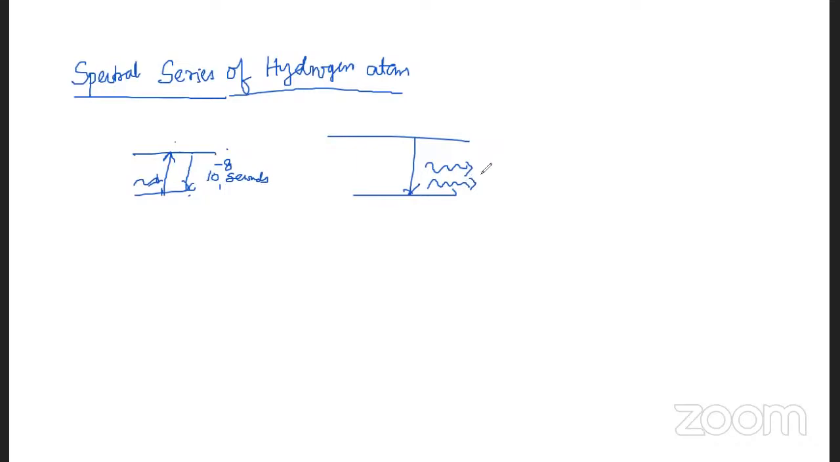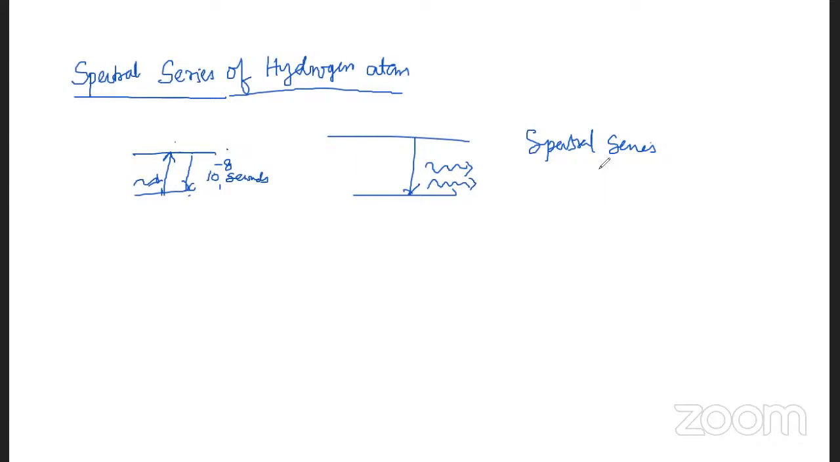So it radiates this energy of different wavelengths. These different wavelengths constitute what we call a spectral series, which is characteristic of the atom that is emitting them.